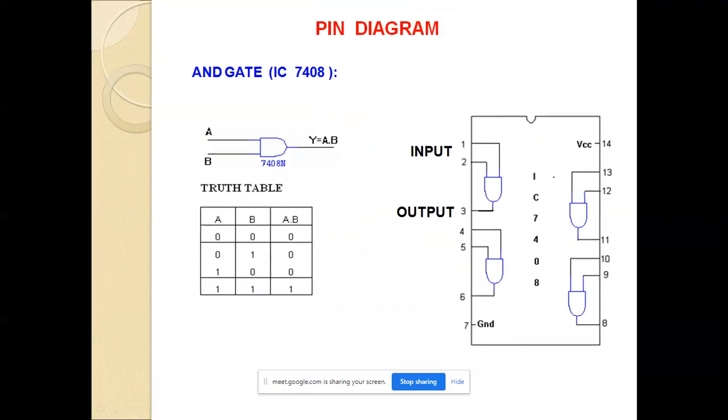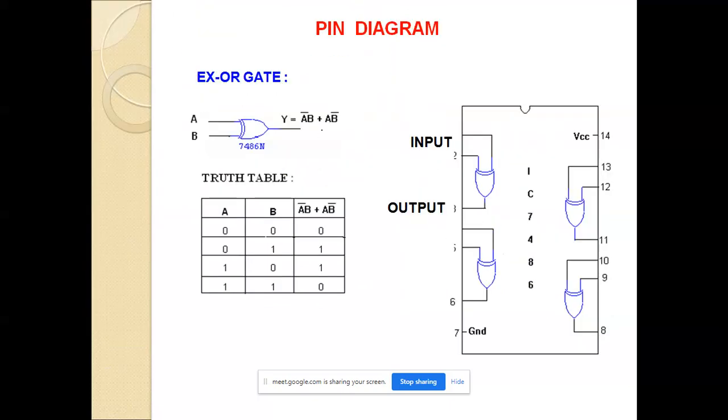So we have the pin diagram for it, and we have already discussed the truth table for the AND gate. The AND gate expression is nothing but Y equal to A dot B. You just multiply these two inputs. Whenever both the inputs are high, only then will you get the output as high, otherwise it is 0. So this is the IC diagram which we are using.